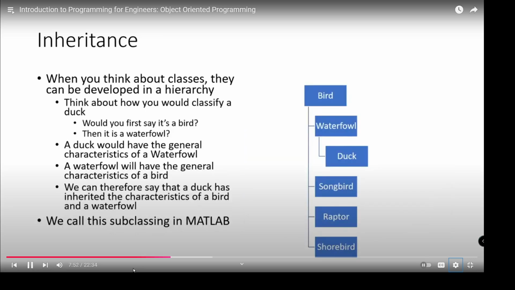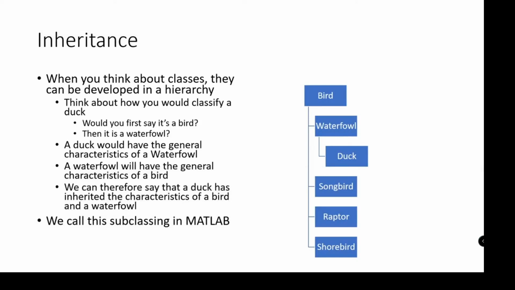So let's think about this idea. We have what we call inheritance. So let's take a moment to think about a duck. And a duck is a type of waterfowl. So what do you think of first when you classify a duck? Do you say it's a bird? Is it a waterfowl? What is it?